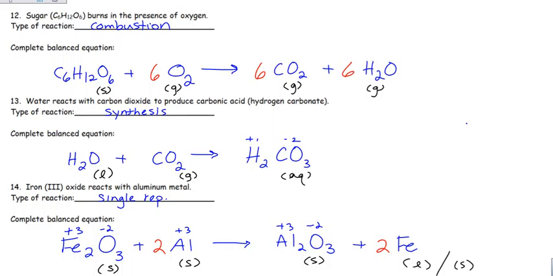13 is a synthesis. Water reacts with carbon dioxide to produce carbonic acid or hydrogen carbonate. Here's a synthesis where I have 2 small compounds joining to form one product, one larger compound. Now we'll run this one as well. Water is a liquid. We're going to bubble in some carbon dioxide, and we should form carbonic acid or hydrogen carbonate. This is all balanced.